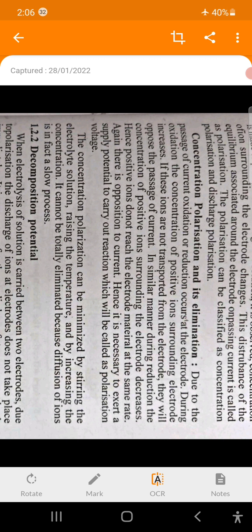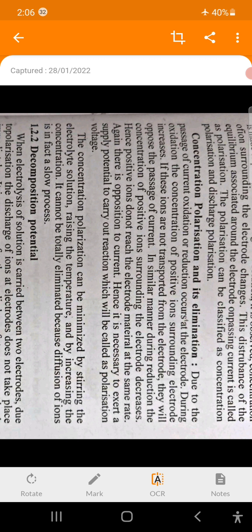Similarly, in case of oxidation at anode, because of the increase in positive ions at the vicinity of the anode, further entry of positive ions becomes difficult, which minimizes the speed of the oxidation reaction. And therefore, this polarization that takes place because of the concentration difference at anode and cathode is known as concentration polarization.